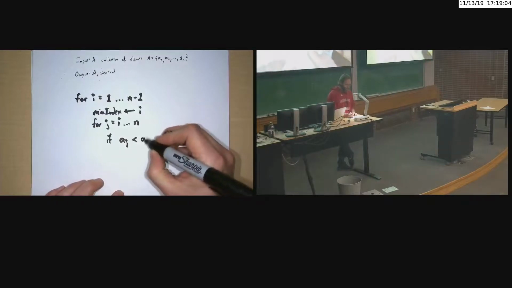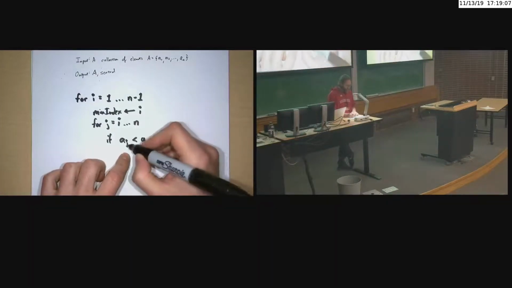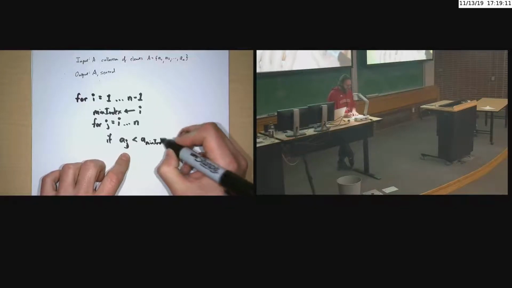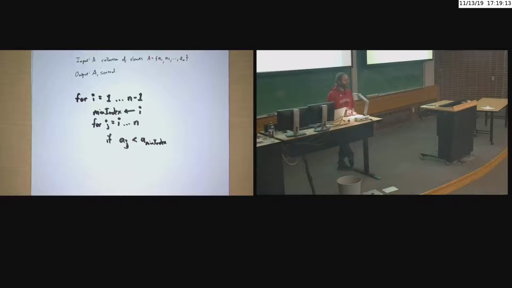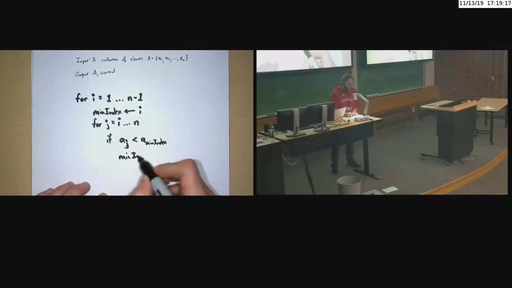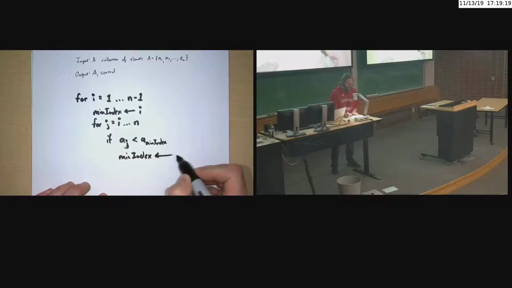Now I can make my comparison. If a sub j is less than a sub min index, then I've found something less. So I will update my min index to be j.